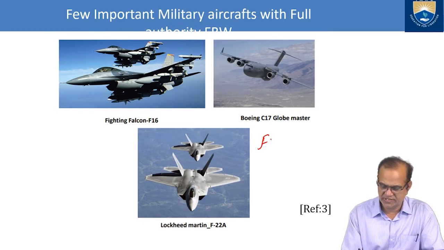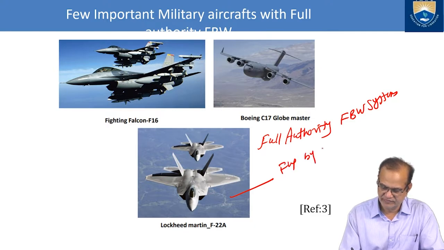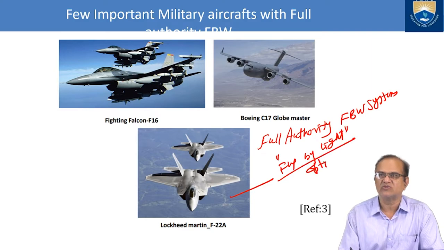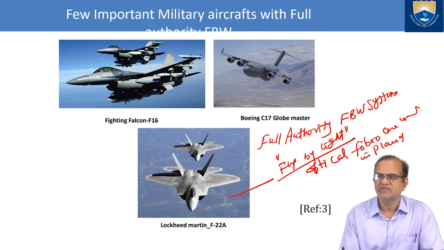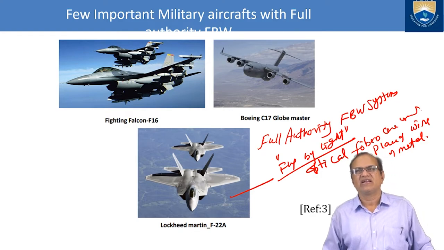They use full authority. This aircraft uses fly-by-optics, called fly-by-light. In this, optical fibers are used in place of metal wire. That is the difference we have in this type of aircraft.